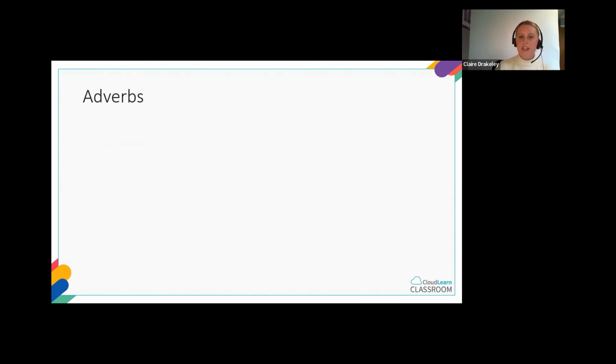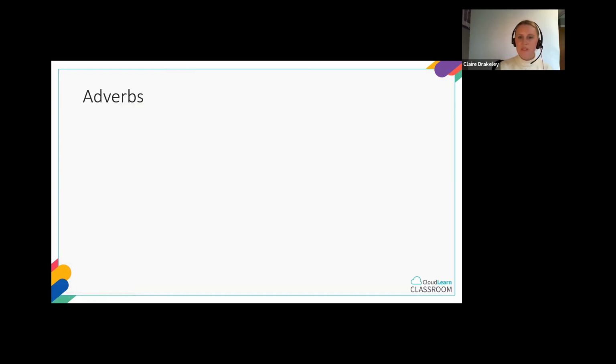Adverbs. So if an adjective describes a noun, can anyone guess what an adverb describes? Do you know? Can anyone take a guess? If an adjective describes a noun, an adverb describes a... That's verbs. It describes verbs. Verbs, absolutely. And Tabitha's written in the chat, verb. Yeah, Spencer says verbs. Well done, yeah. An adverb describes a verb.